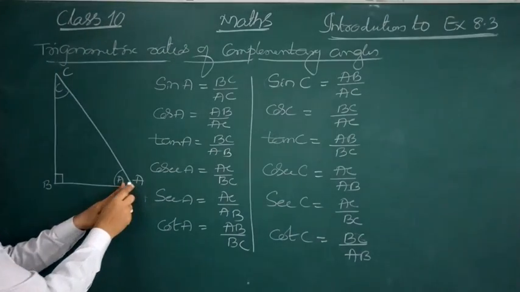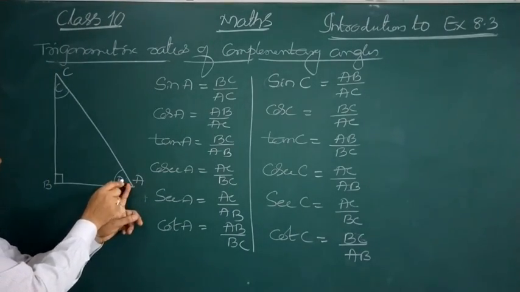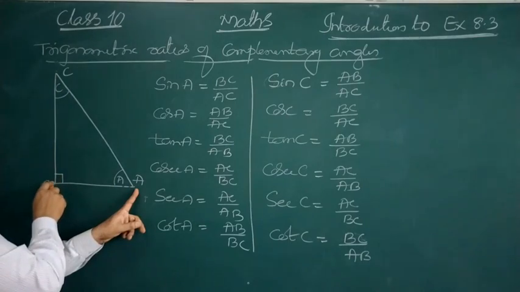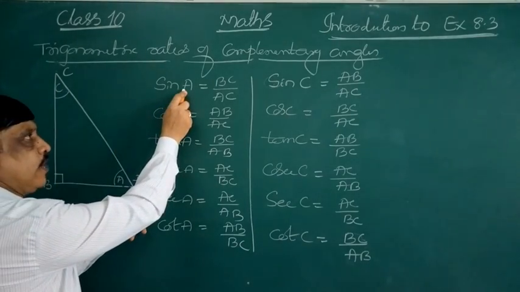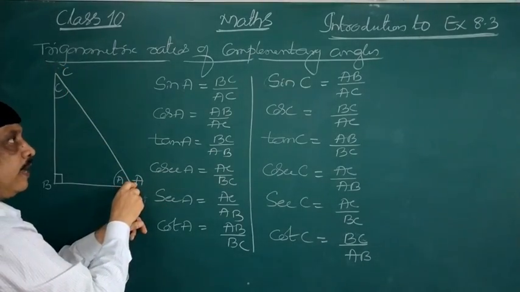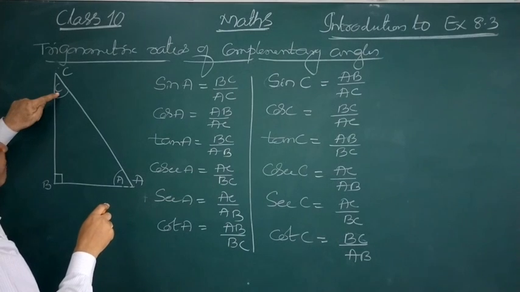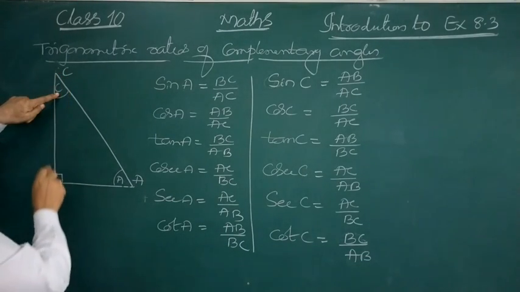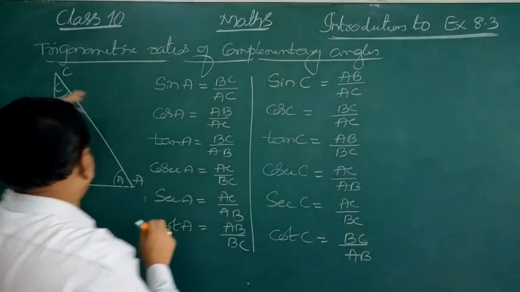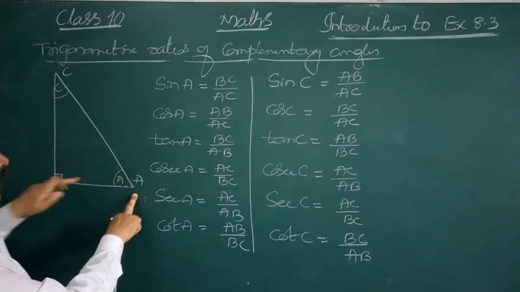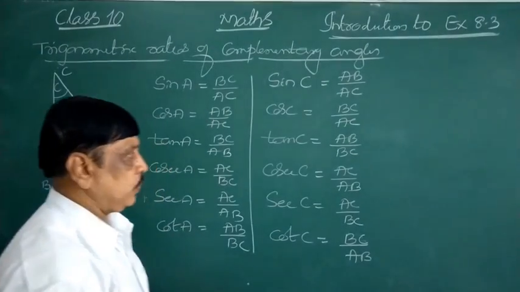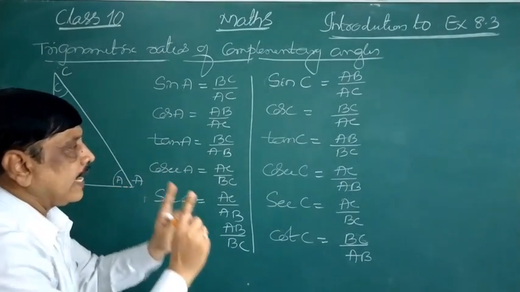Here sin A equals, when I take A as a reference angle, for the angle A, AB is the adjacent side, BC is the opposite side. Sin A equals opposite side BC divided by hypotenuse. When I consider C as a reference angle, for angle C, BC is the adjacent side, AB is the opposite side. Therefore, sin C equals opposite side AB divided by hypotenuse. I have written all the six ratios for angle A and angle C.